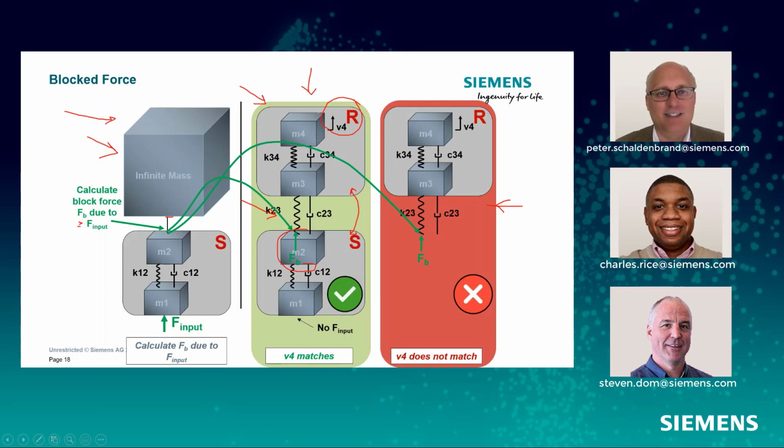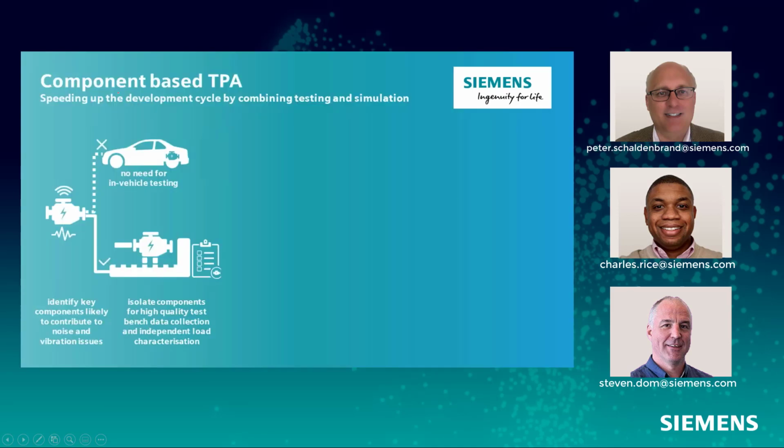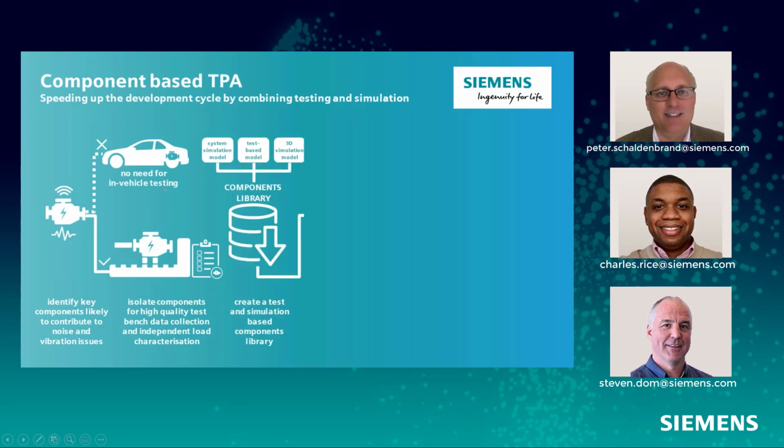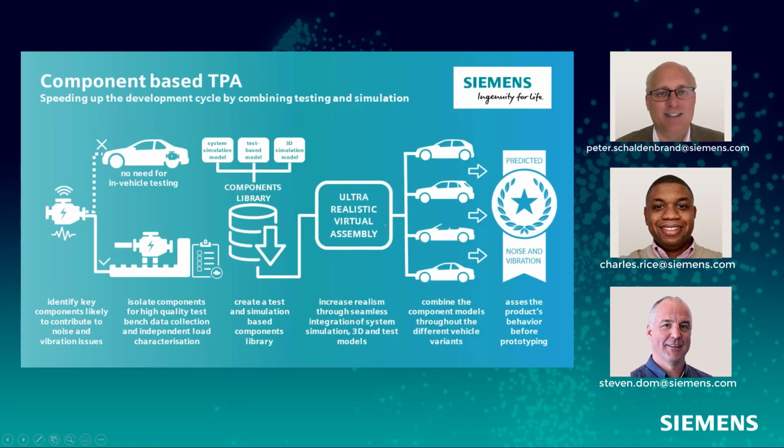Exactly. Sweet. So all this is something we call component-based transfer path analysis, where we can try and develop these components separately, right? And we envision great things like, hey, maybe you should be able to come up with a component library of proven components that consist of block forces and the FRFs of these subsystems, so you can combine them together so that you can do an ultra realistic virtual assembly of these things and understand what's going on.